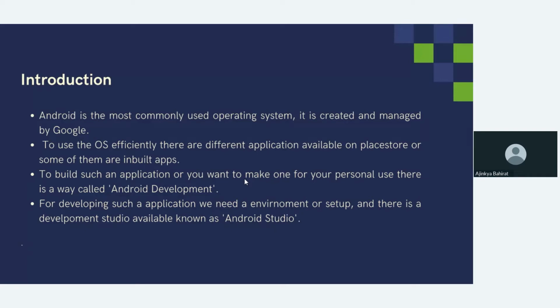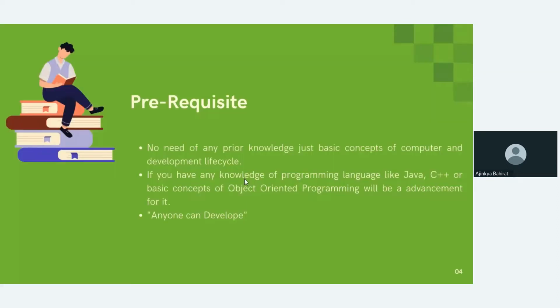That is called Android development, and for that we need an environment to build and create such applications. It is called Android Studio. Although there are different ways to build an app, like the native way, with React, or with Flutter, the actual core development is done in Android Studio. That's what we are going to see today. So let's move on to the next part.